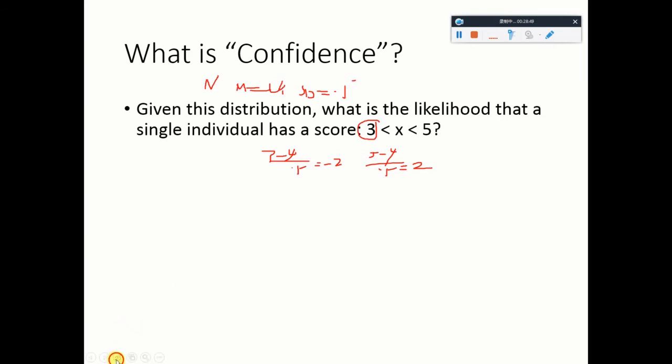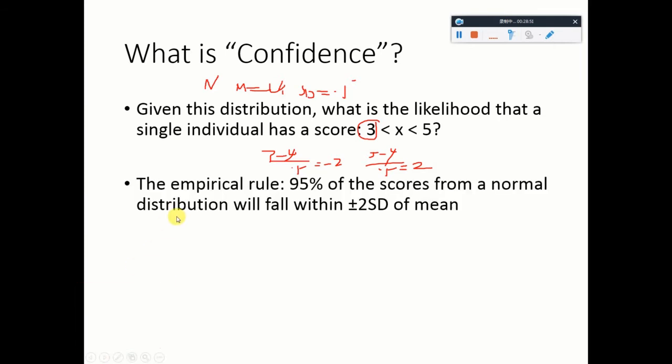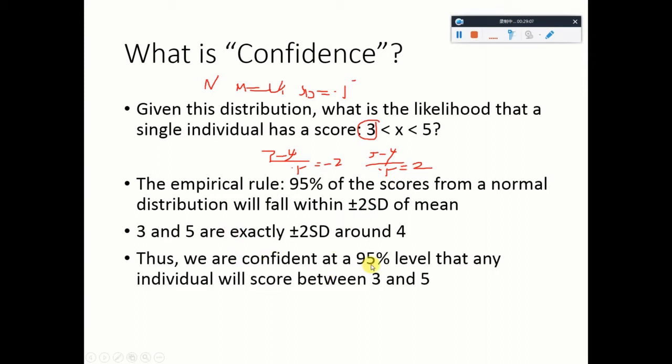Aha! We know from the empirical rule that 95% of scores from a normal distribution will fall within 2 standard deviations below and 2 standard deviations above the mean. And therefore, we're confident at a 95% level that any individual will have a score between 3 and 5. And that's why the confidence interval here will be 3 and 5. Okay?